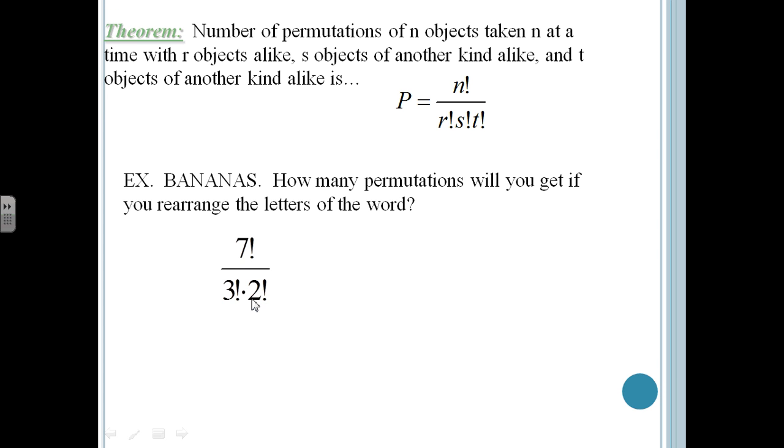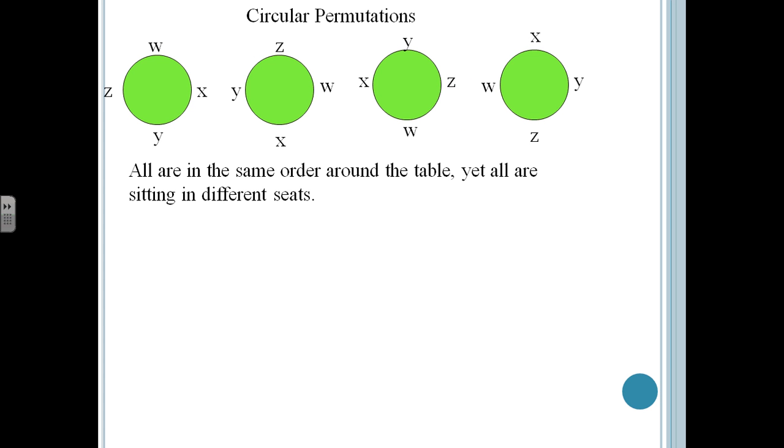Now, there is no fancy button, like the nPr button, but you can use your factorial button, and you can simplify if you want, and you should get 420 different permutations. Okay, so that's the banana formula, when you have multiple objects that are alike within your permutations. All right, the next one is a circular permutation.